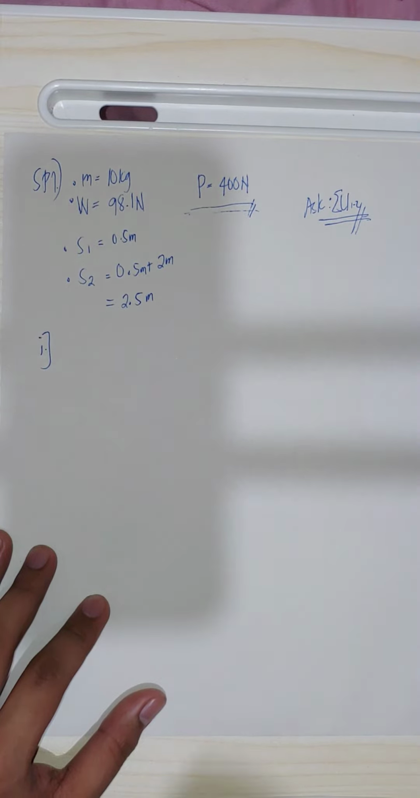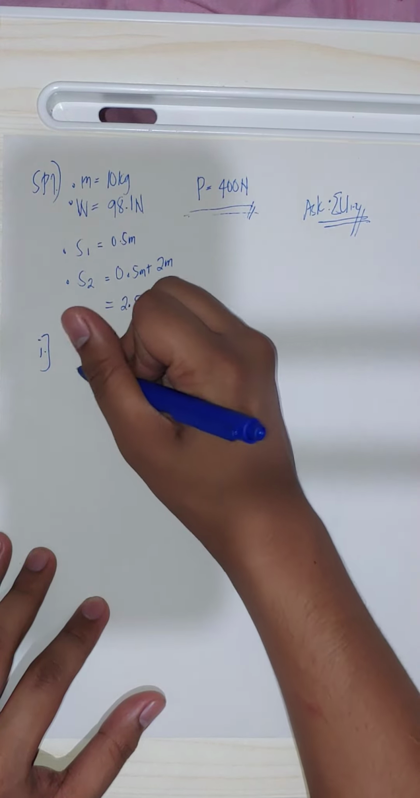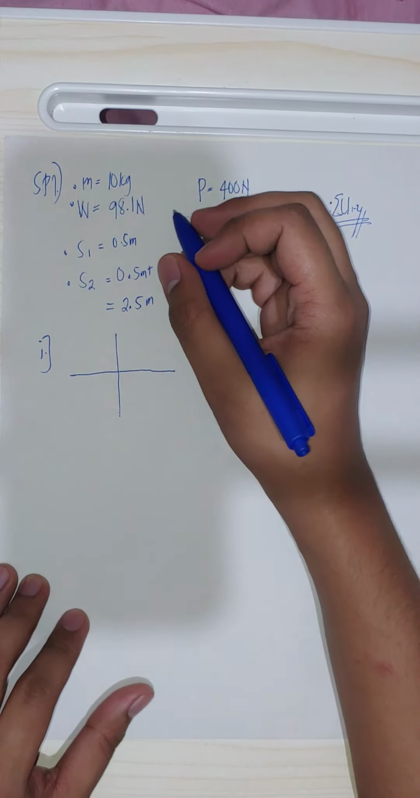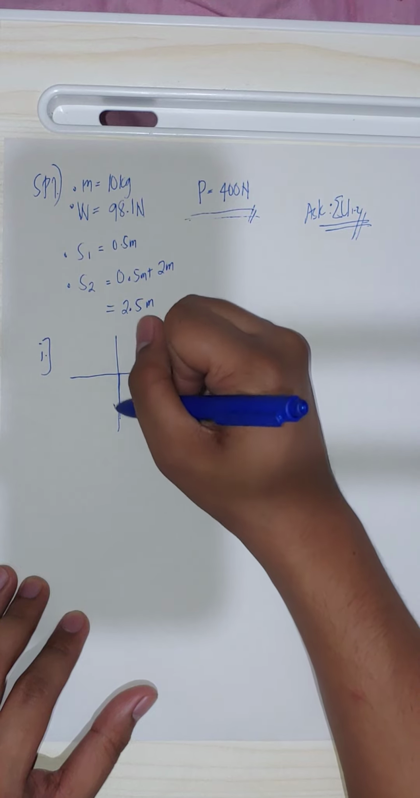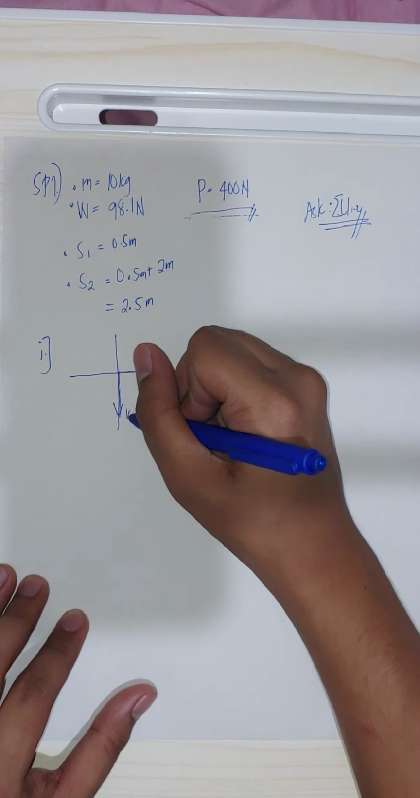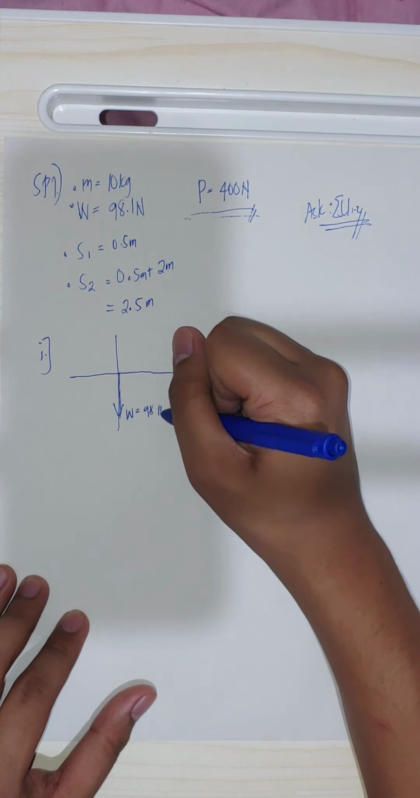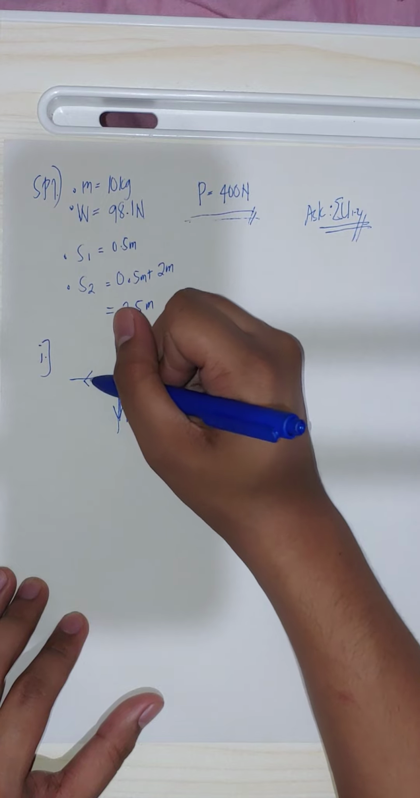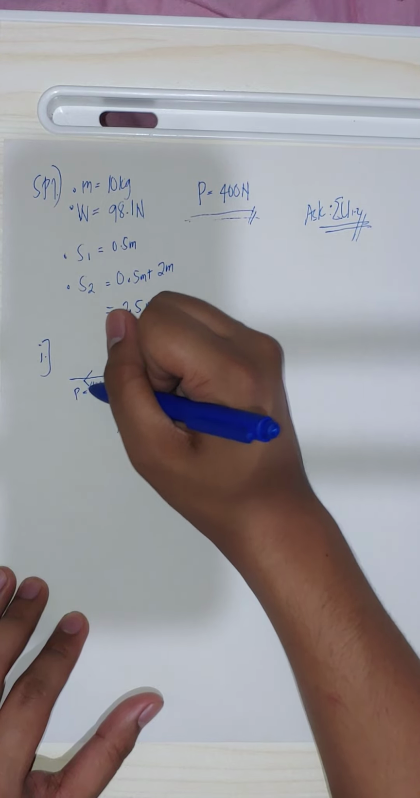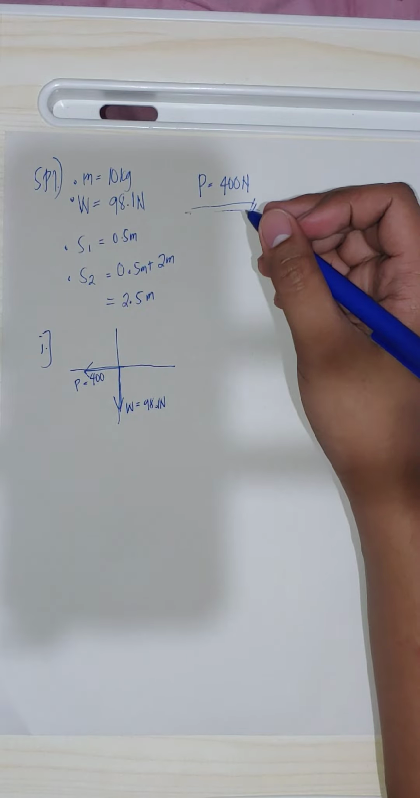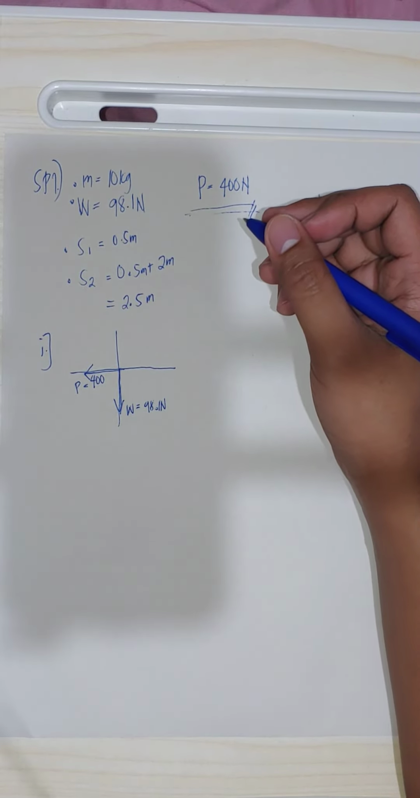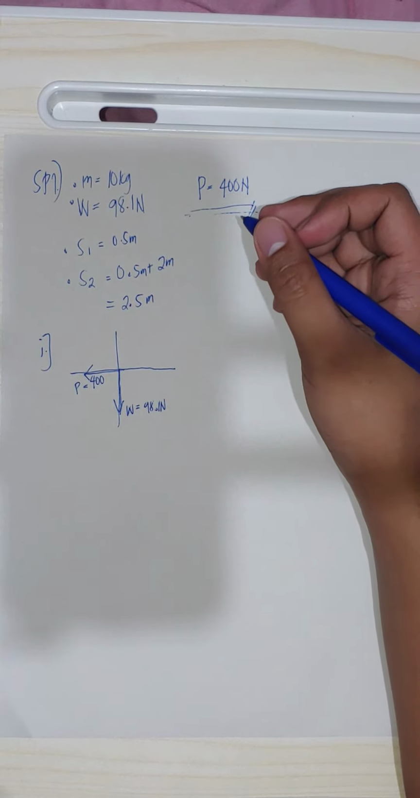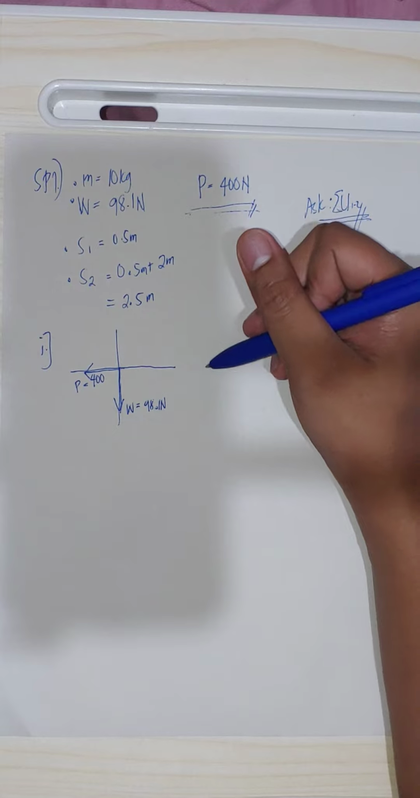So if we draw an FBD of the block, the block is inclined 30 degrees. So we have a weight here. This is the weight, which is equal to 98.1 newtons. Nothing was said about friction. We have the 400 newton force, which is P. It was stated as a smooth incline, which means this is frictionless.